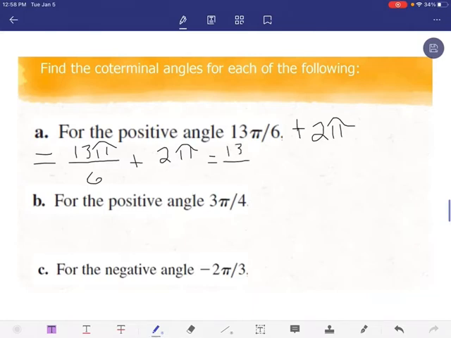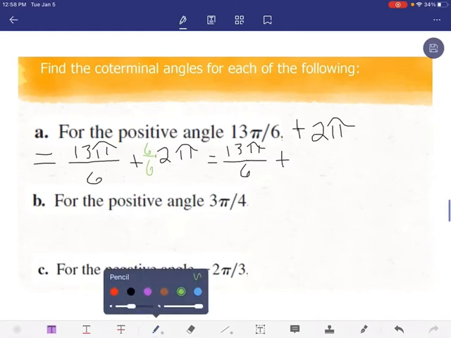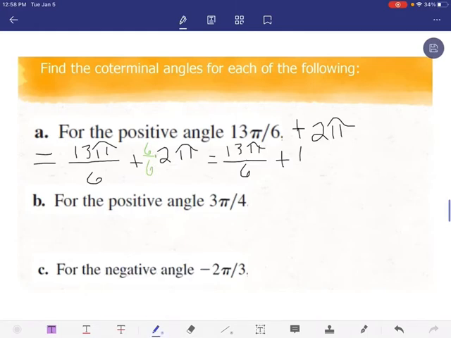So remember that our 2 is technically over a 1, so we're looking at the common denominator for 1 and 6, which is going to be 6. So we would need to multiply the 2 by 6 over 6. Now when we do that, that's going to change that second fraction to be 12 pi over 6. Simplifying, we get 25 pi over 6.